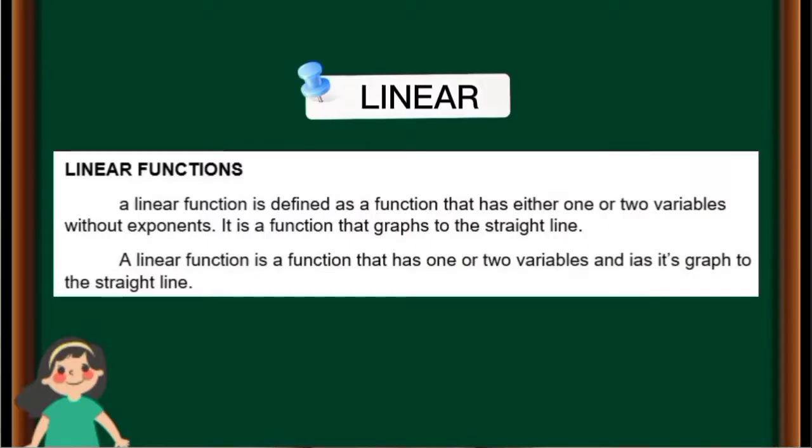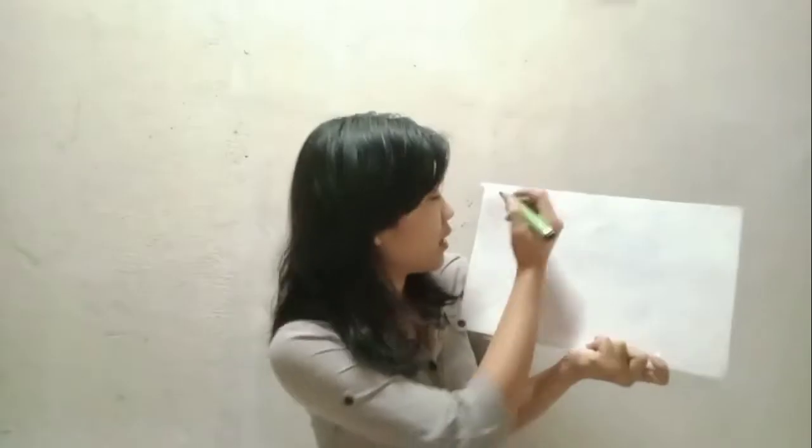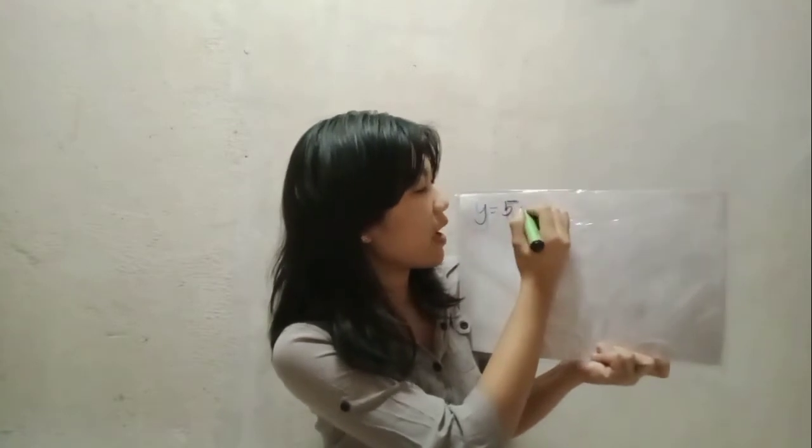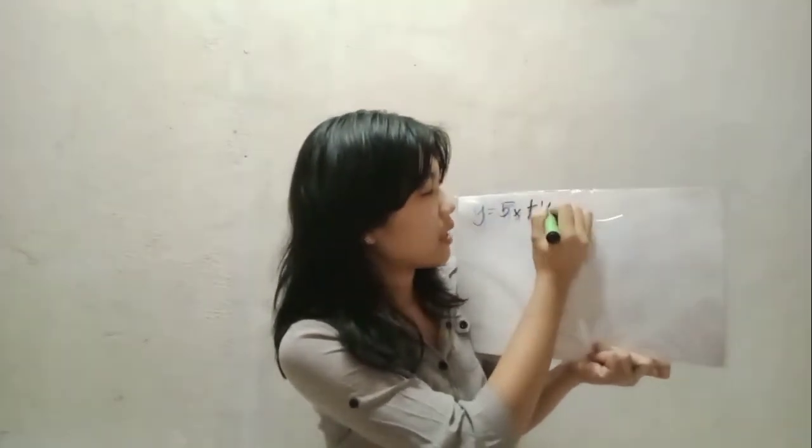Now, let's proceed to the second basic type of function, which is the linear function. A linear function is defined as a function that has either one or two variables without exponent. It is a function that graphs a straight line. For example, y equals 5x plus 10.